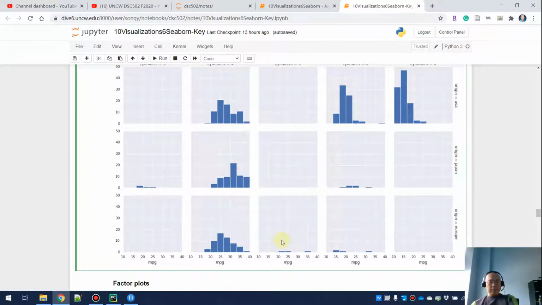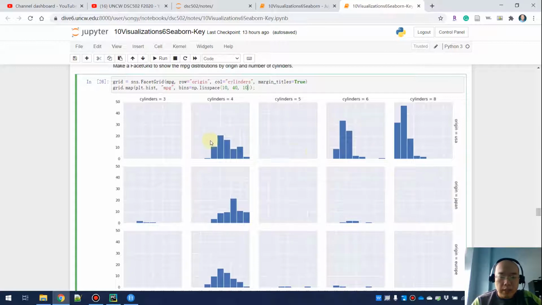Anyhow, this is a little bit surprising because I thought the number of cylinders could only be even numbers, but apparently I'm wrong. And how about the four cylinders? For four cylinders, you can see United States, Japan, and Europe all produce four-cylinder cars. So for the four-cylinder cars, I don't see a big difference. But how about the six-cylinder and the eight-cylinder cars? Most of them are produced by the United States. Okay, and of course this was 1970, so this data set is kind of old.